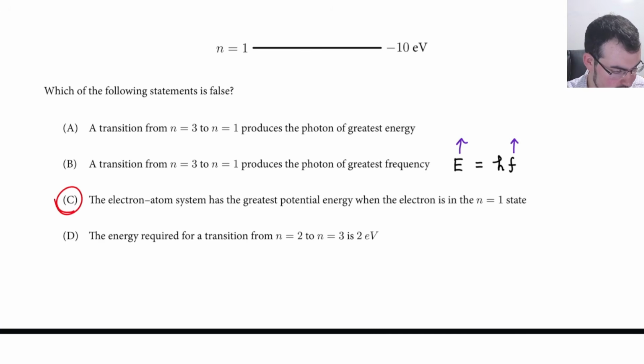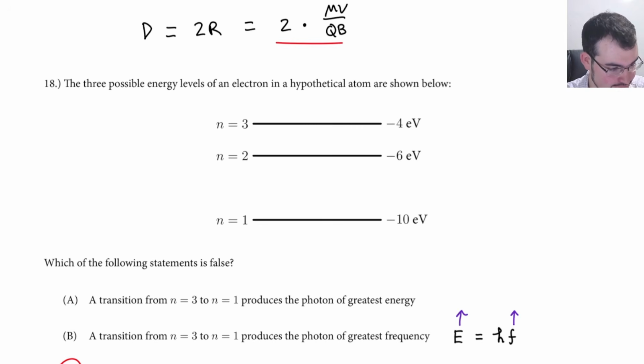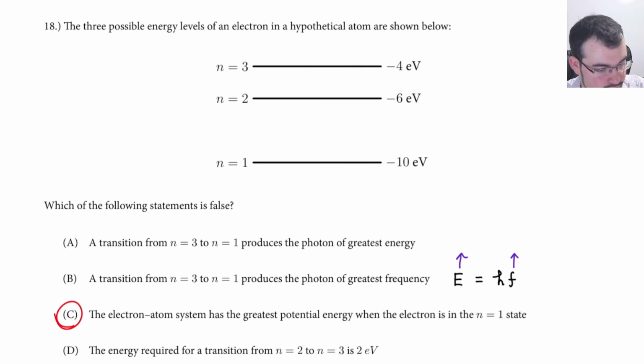And are 2 eV required to go from 2 to 3? Why, yes, it is, right? If I give 2 eV to an electron in level 2, negative 6 plus 2 is negative 4. I thought this was easy. Level 1.